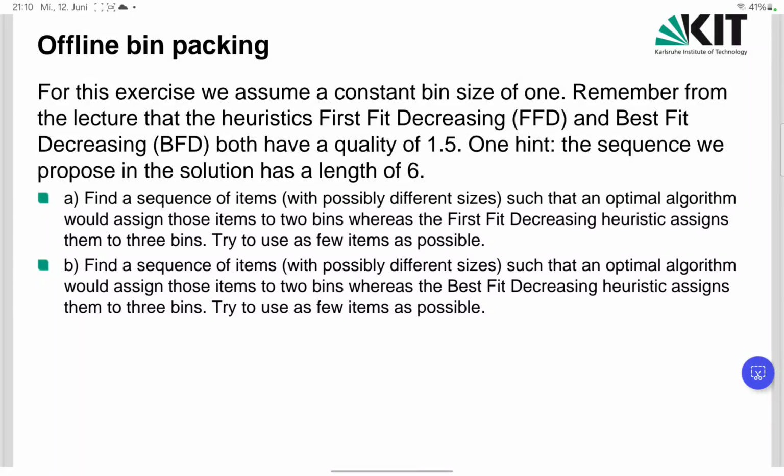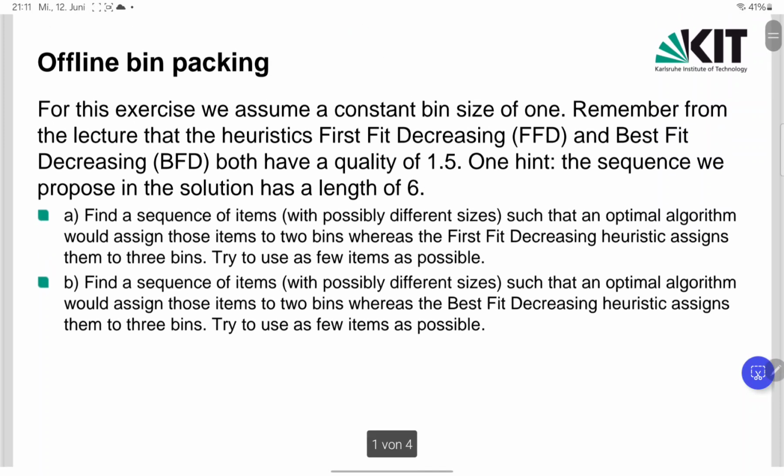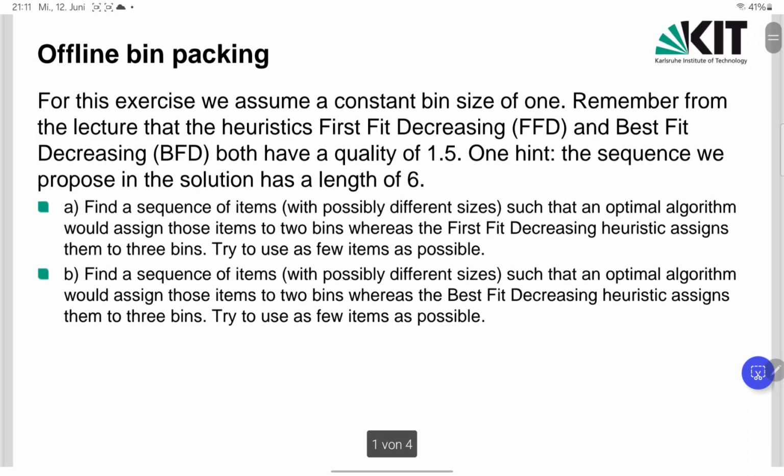Welcome everyone to the next exercise on offline bin packing. Here we know that our bin size is 1 for every bin, and we would like to compare the first fit decreasing and the best fit decreasing heuristic with each other. We know that both of these heuristics have a quality of 1.5, and one hint for solving A and B is that we would like to have a sequence of all items that has a length of 6.